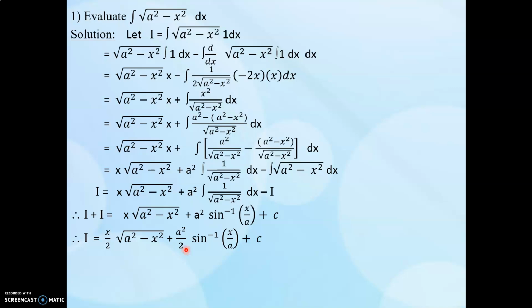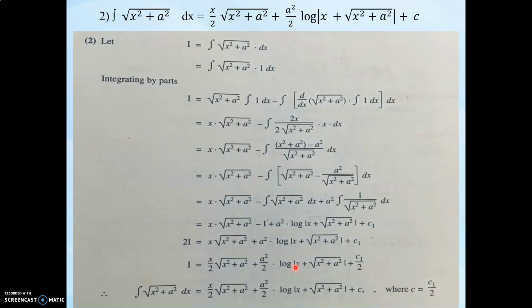So therefore integral root of a square minus x square dx is equal to x upon 2 root of a square minus x square plus a square upon 2 sine inverse of x upon a plus c is the answer for this equation, hence proved. If it is a prove-that question, you have to start from the LHS, then you will write the RHS like this.